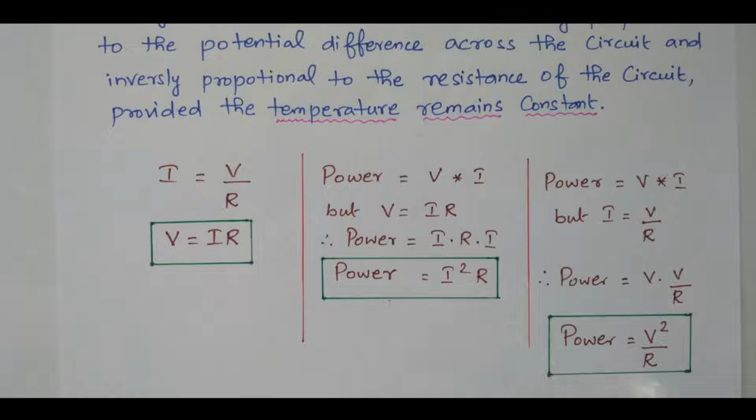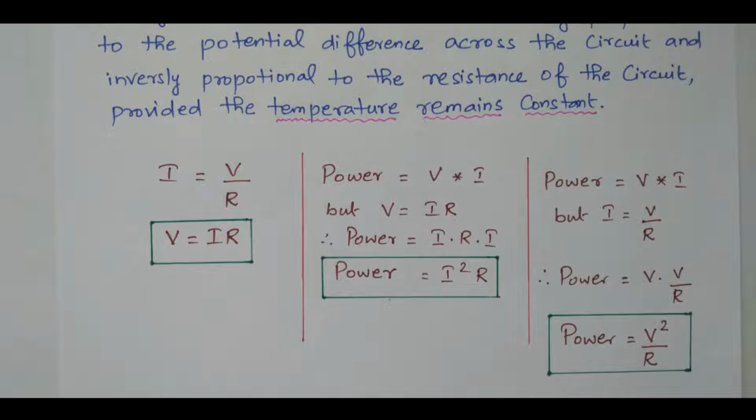So we got two different expressions for power. This is the general expression, voltage into current. This expression is based on current and resistance, I square R. This expression is based on voltage and resistance, V square by R. So three different formulas are available; based on our requirement and the data, we can use any of these formulas. Now we'll go to the limitations.